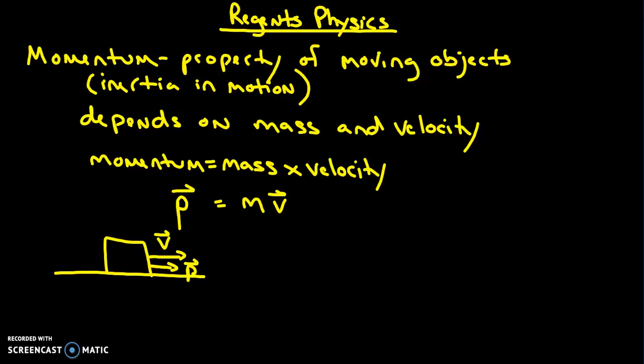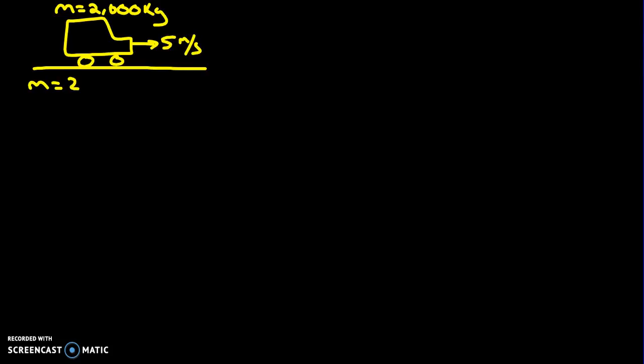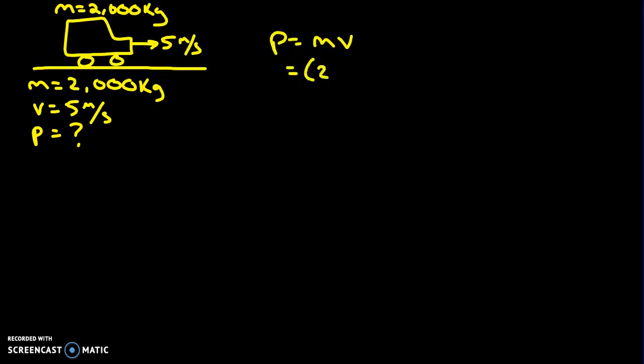So if we have a car that has a mass of 2,000 kilograms, and it's moving with a velocity of 5 meters per second, the question would be, what is its momentum? So we know m is equal to 2,000. The velocity is equal to 5 meters per second, and we want to get p. And so we know p equals mv, and so we get the 2,000 times the 5 meters per second.